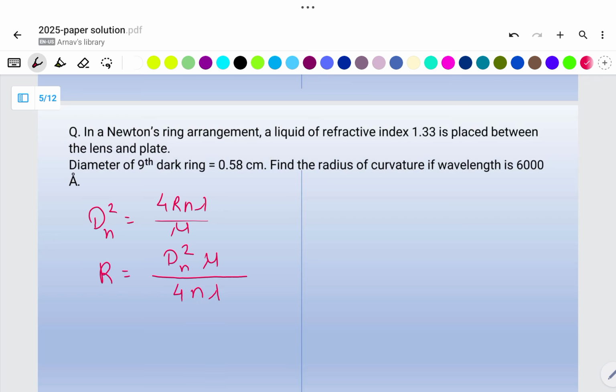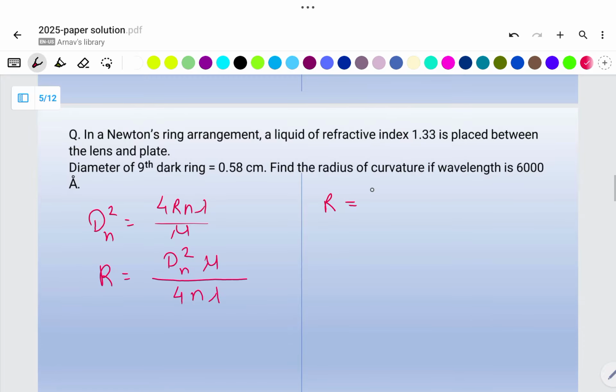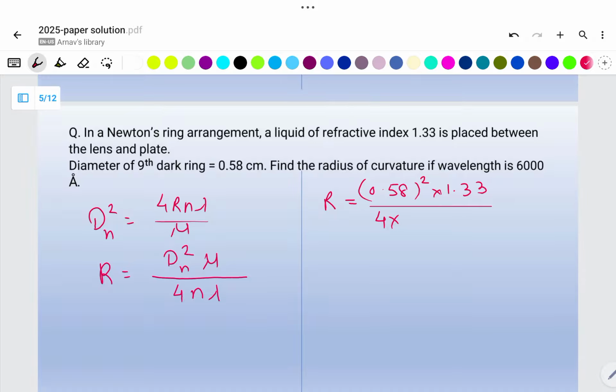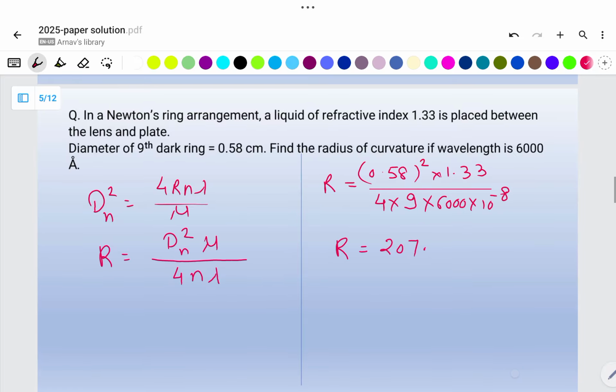So R will be the diameter of the nth dark ring squared into the refractive index, divided by 4nλ. So the radius of curvature will become: diameter of the ninth dark ring is 0.58 square, into refractive index 1.33, divided by 4 into ninth order multiplied by wavelength, which we convert to centimeter, 6000 into 10 to the minus 8 centimeter. So when we calculate, it comes out to be 207.13 centimeter.